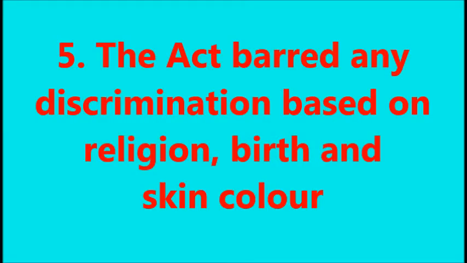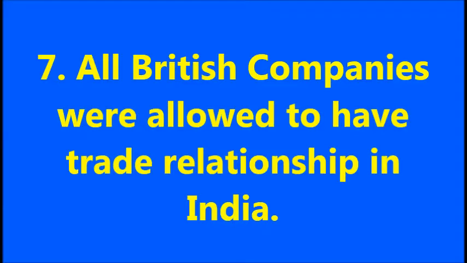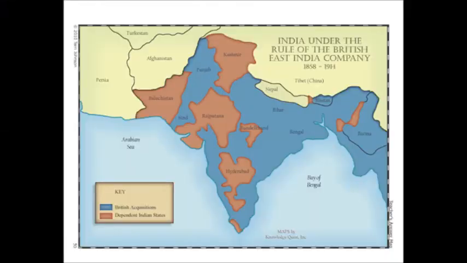The act barred any discrimination based on religion, birth, and skin color. The Governor General was mandated to appoint a law professional as member to his executive committee. Seventh one, all British companies were allowed to have trade relationship in India. So these are the important provisions of the Charter Act of 1833.